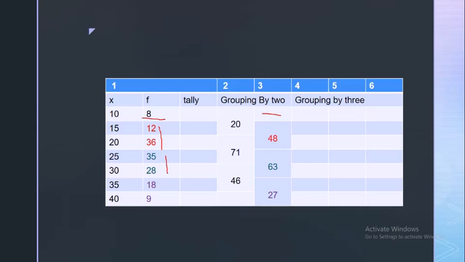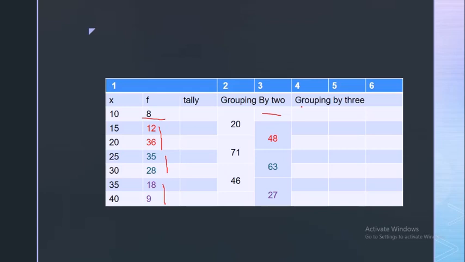Then I will have to group 35 and 28. 35 and 28 gives me 63. So I write it somewhere over here. Then I have to group 18 and 9, that I get as 27. So I write it over here. So this is how I fill column 2 and column 3. Now let's move on to 4, 5 and 6.